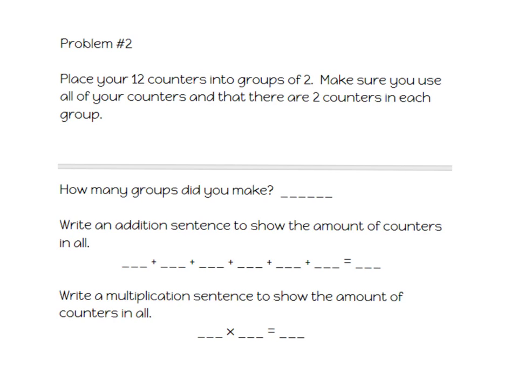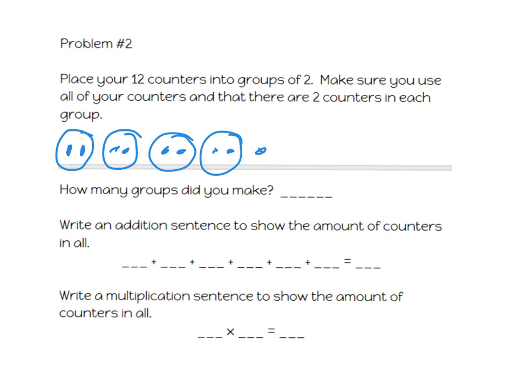So if you had 2 counters, that's 1 group, 2 groups, 3 groups, 4 groups, 5 groups, 6 groups. There are 6 groups of 2 counters. Write this as an addition sentence to show the amount of counters in all. Then write it as a multiplication sentence.